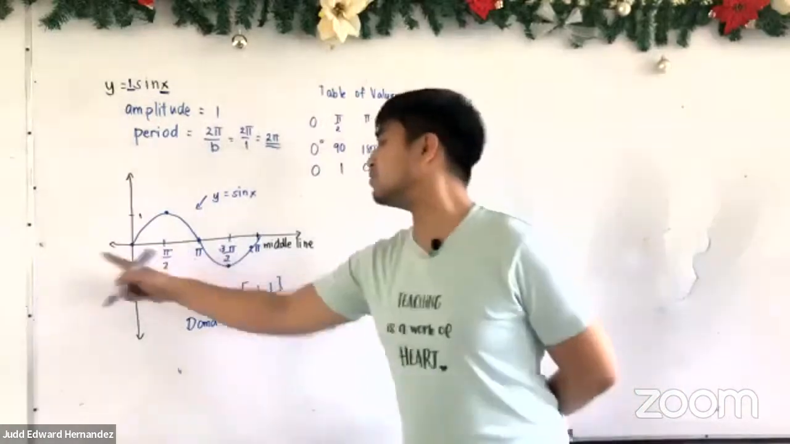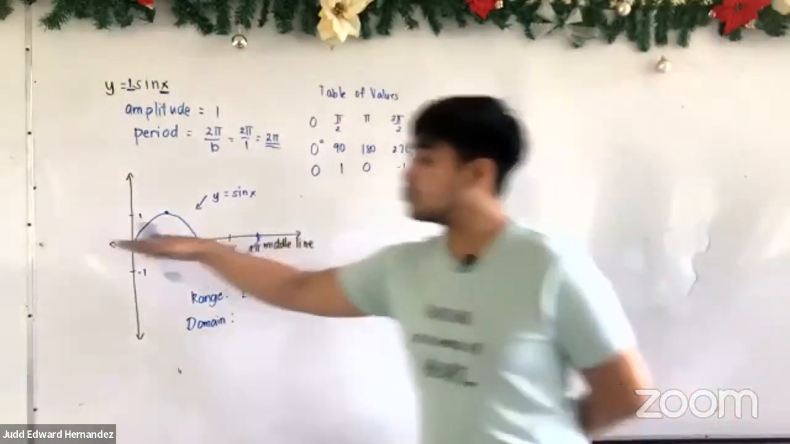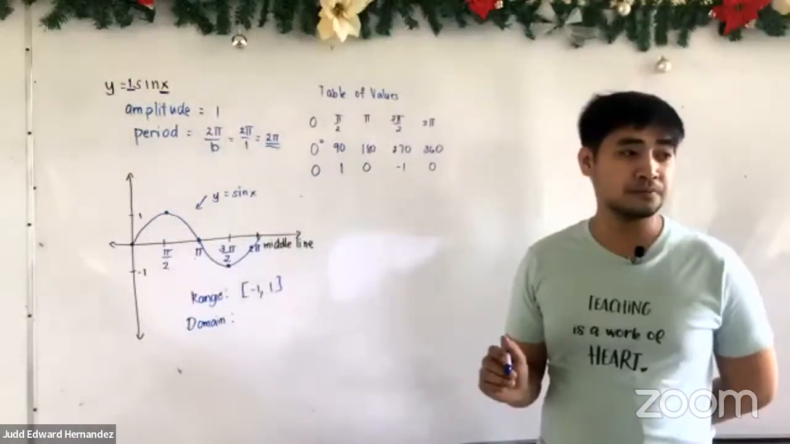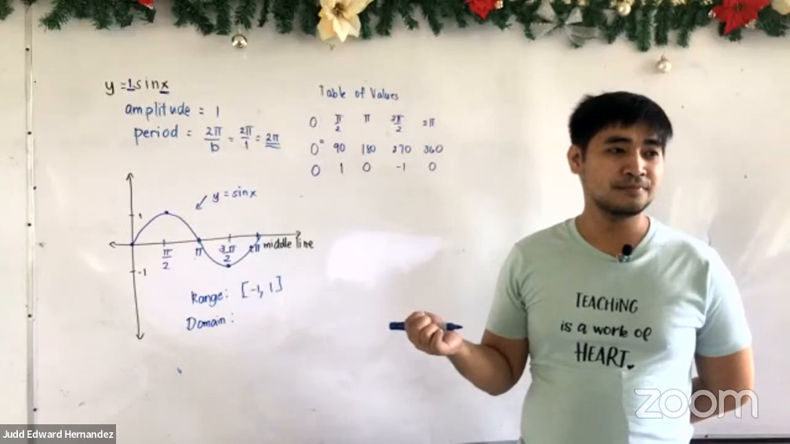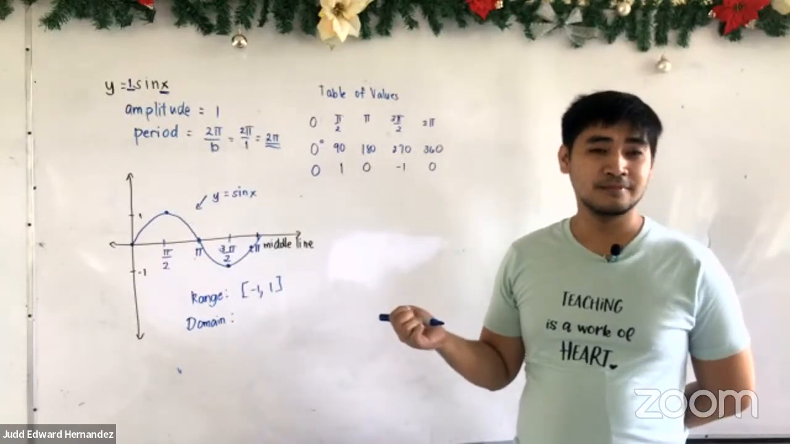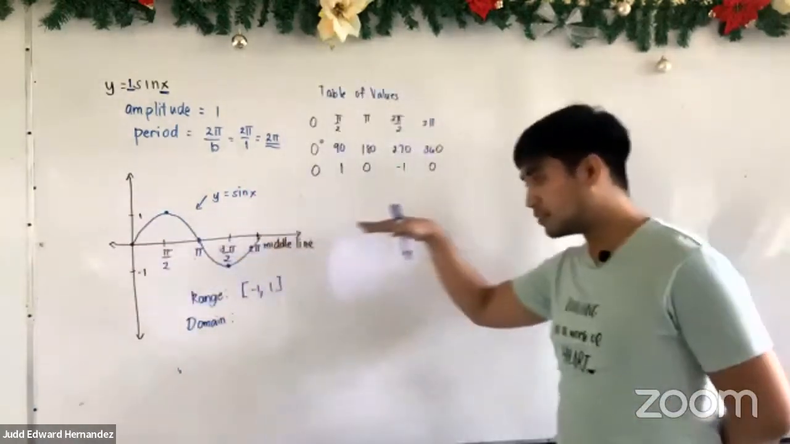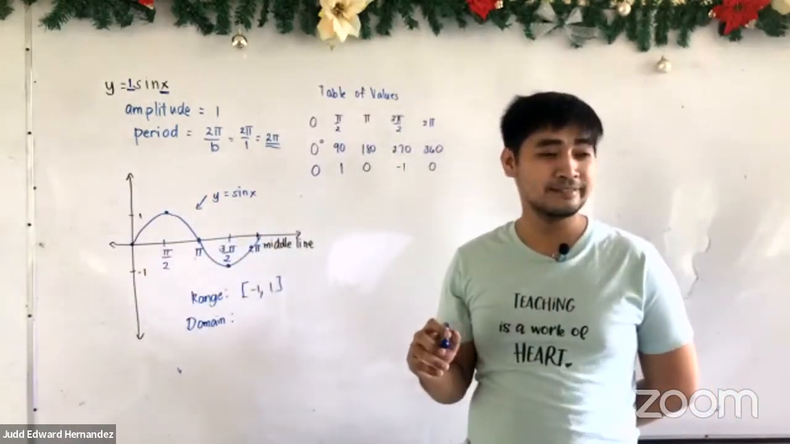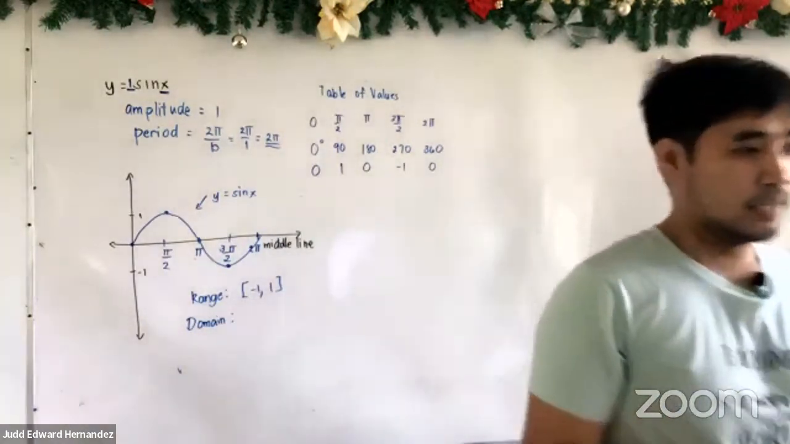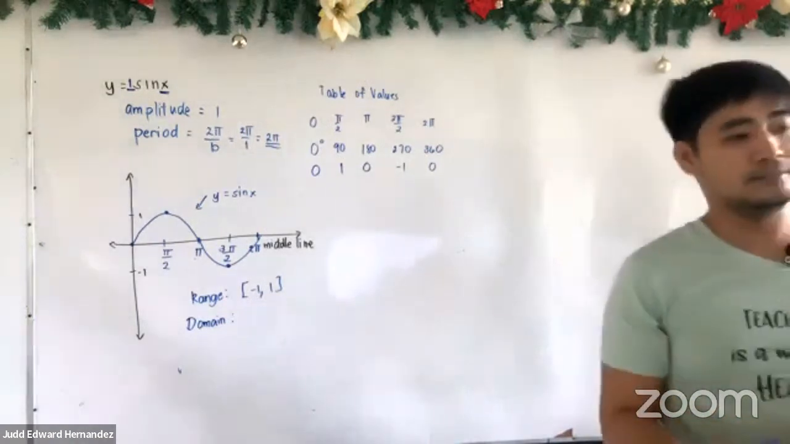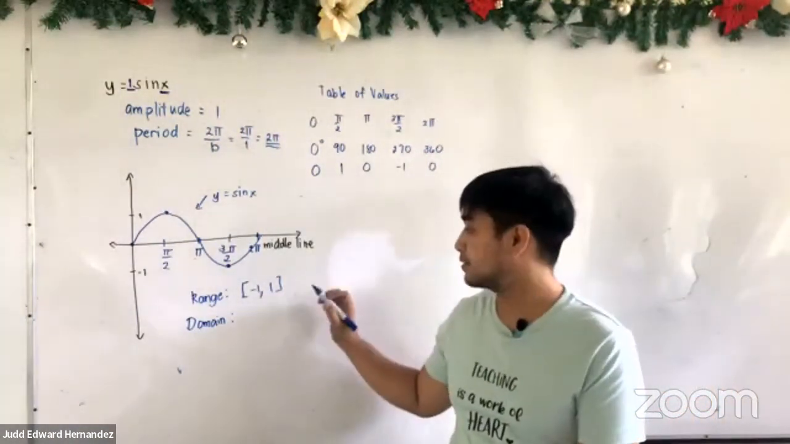Ano yung mga pwede maging values ng x? Pwede ba siyang dumiretso hanggang dito? Pwede ba siyang dumiretso hanggang doon? Yes or no? Anyone po? Pwede ba dumiretso yung value ng x natin sa kaliwa? Pwede dumiretso yung values ng x natin sa kanan? Yes or no po? Guys, what is your answer?